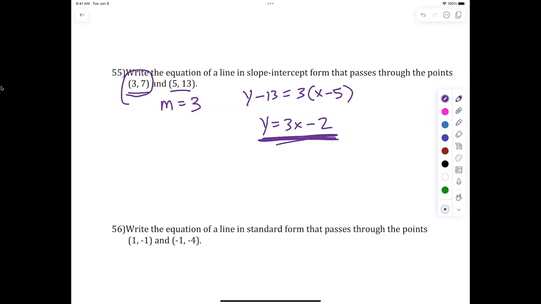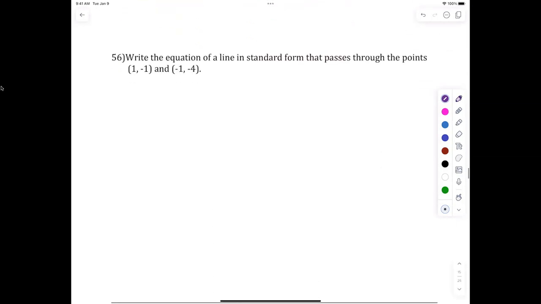Anybody have any issues with that? Everybody happy with that? All right, let's talk about the next one. Standard form. We have m equals, help me out with m.